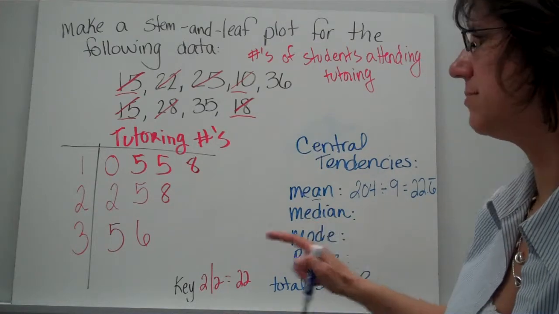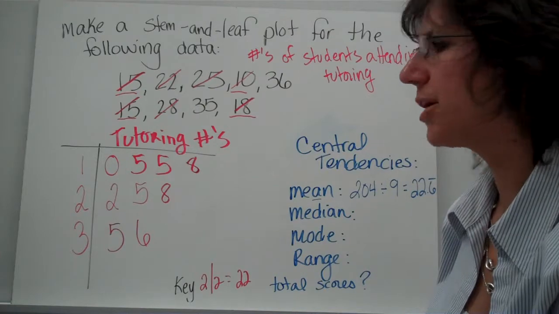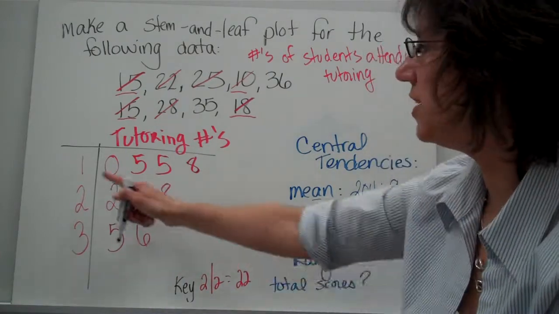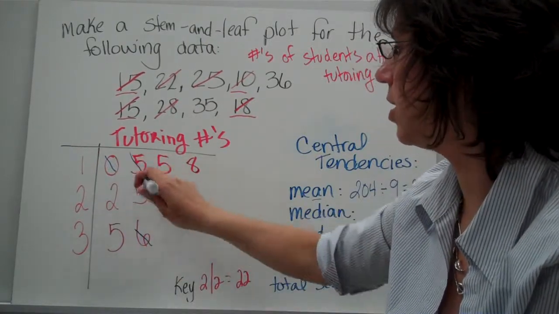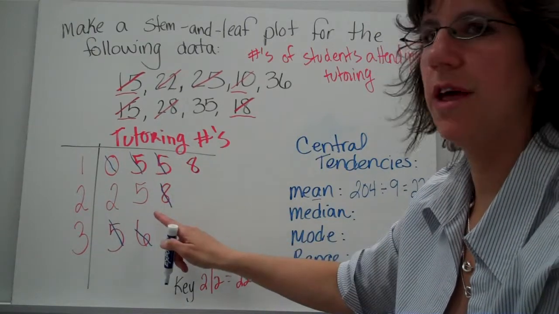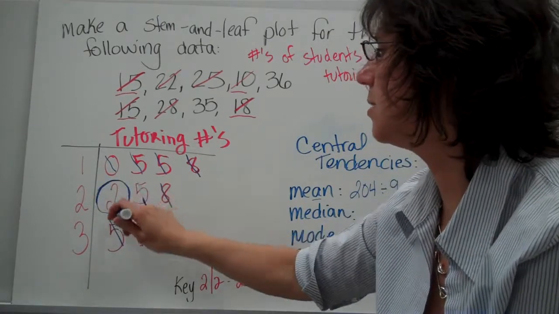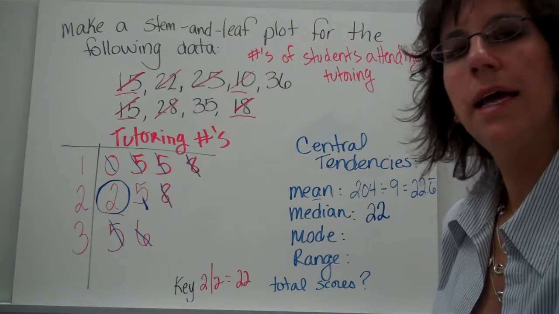All right, what about median? What I like about stem and leaf plots is median is really easy to find. I'm going to cross off one large and one small, and I'm working my way towards the middle. These are already in order. So I'm going to cross off a small and a big, a small and a big, and I'm going to keep working my way in. Careful on that one. Smallest, next biggest. This is the number that's left. My median is 22.